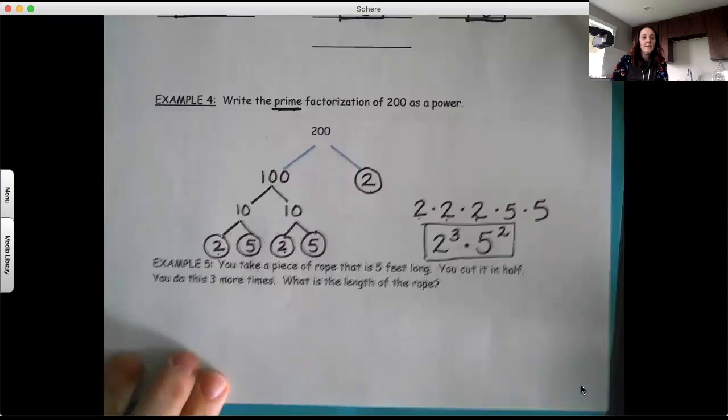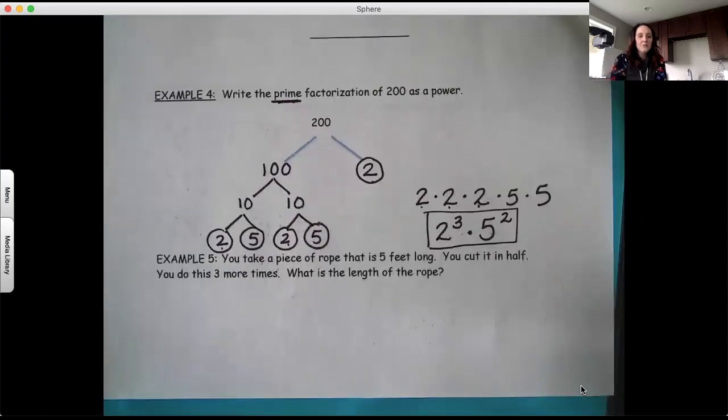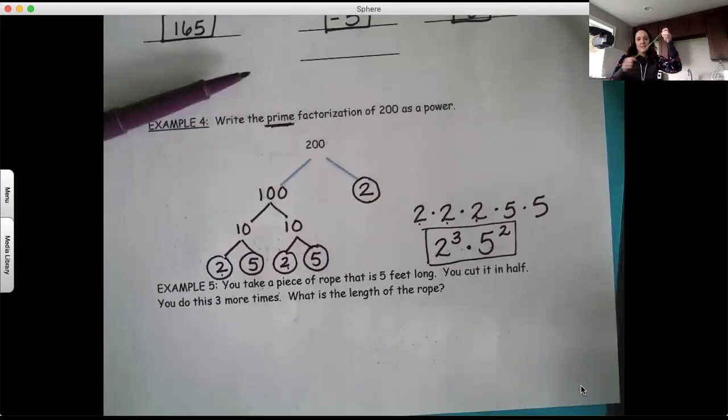Finally, let's look at example 5. Here it says you take a piece of rope that is 5 feet long. You cut it in half. You do this 3 more times. What is the length of the rope? So for example, what this means is, let's say I have my rope, which is 5 feet long. You're going to cut it in half one time. Then you're going to cut it in half another time, and finally one more time.